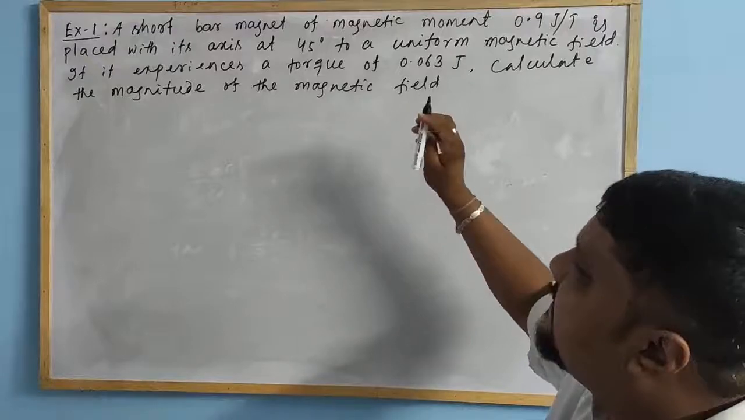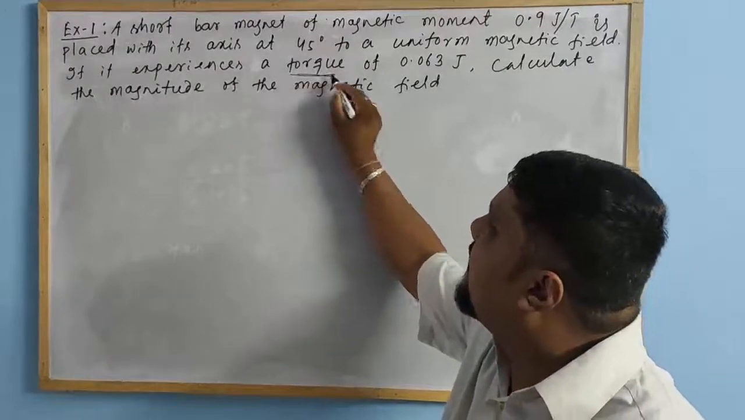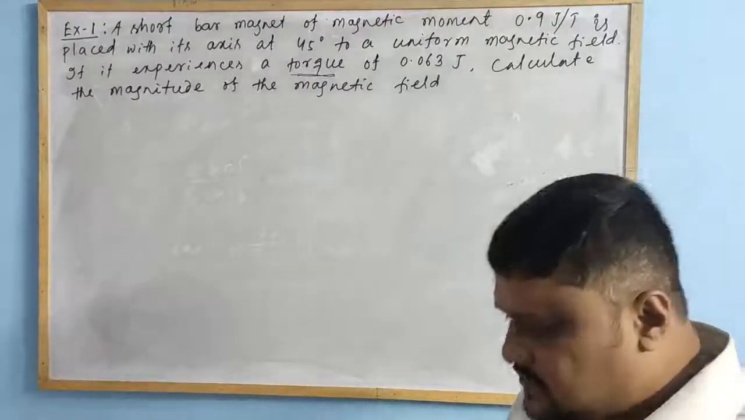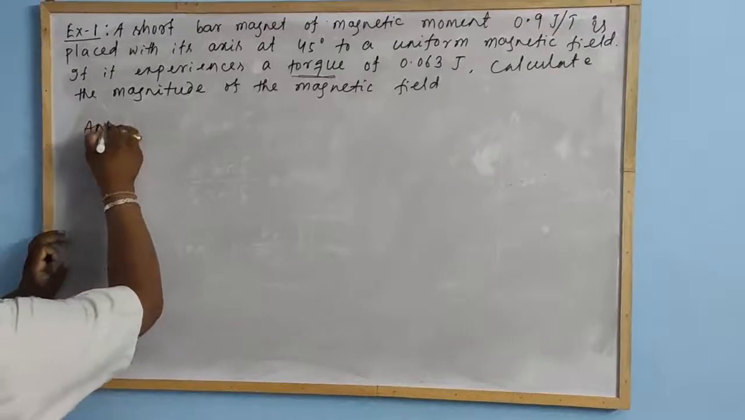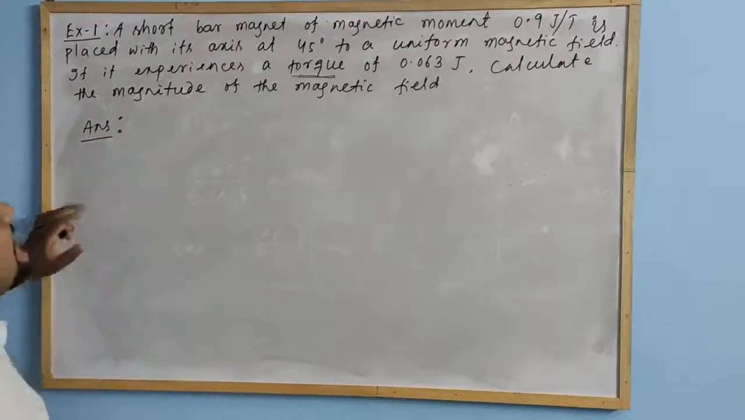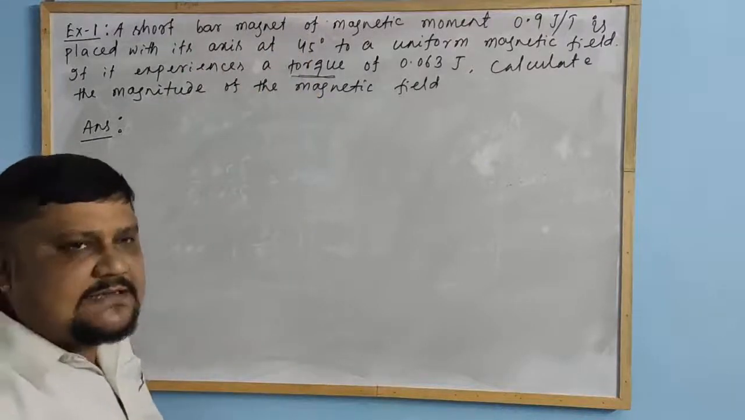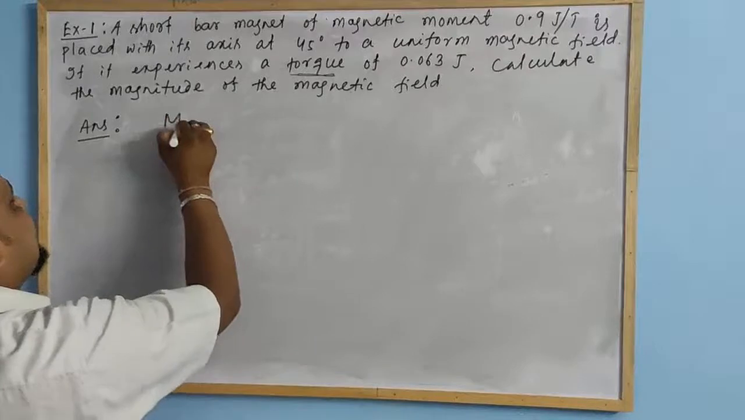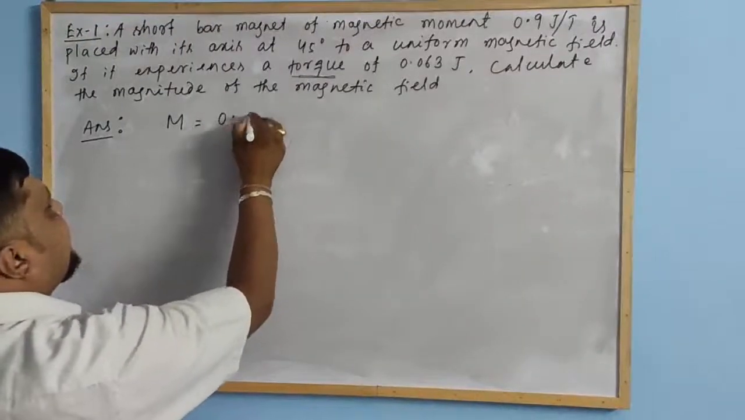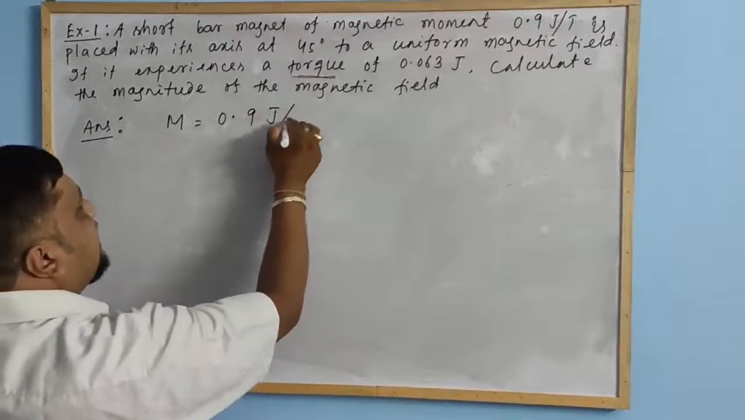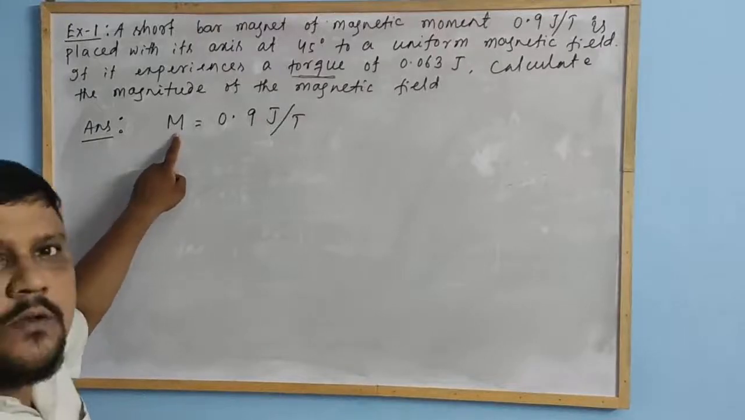So there is a very important point on the question. This question is based upon the torque acting on a magnetic dipole. So how to solve this one? Now let me write what is given here. First thing is given a short bar magnet of its magnetic moment. Then we are taking this magnetic moment capital M, 0.9 joule per Tesla.